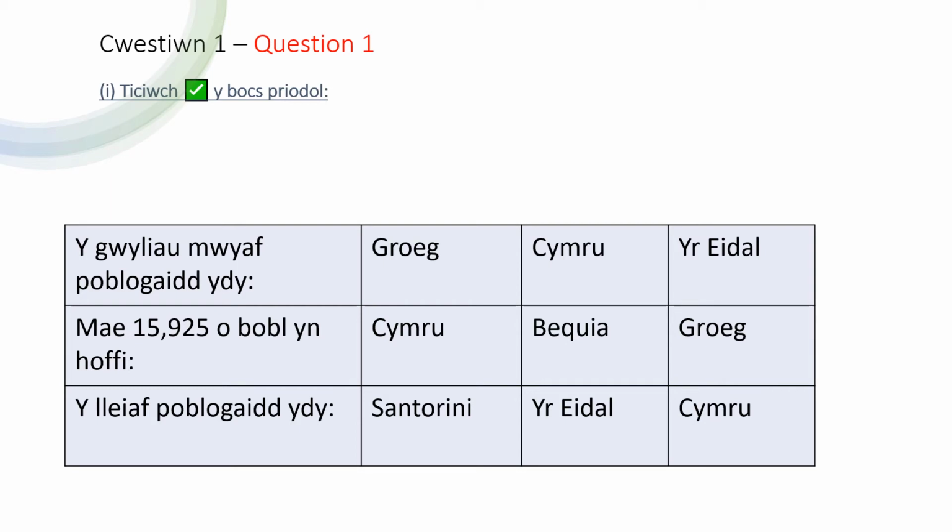Mae 15,925 o bobl yn hoffi Cymru, Beckwith neu Groeg. Which one of those answers is correct in that sentence? Tick whether you think it's Cymru, Beckwith or Groeg.